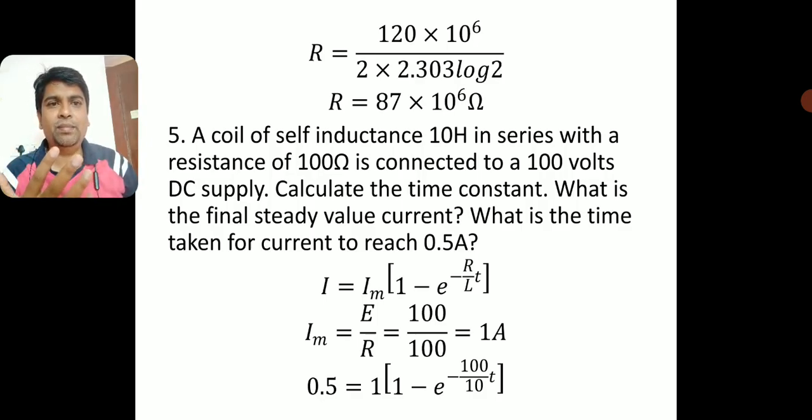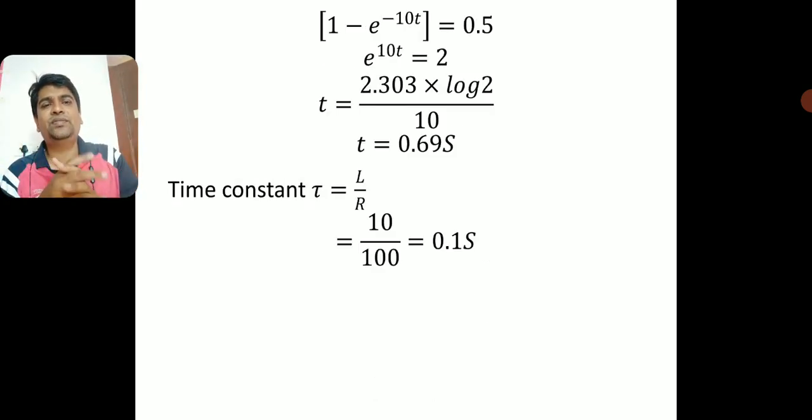Substitute I_m as 1 ampere, current I as 0.5 ampere, R as 100 ohm, and L as 10 Henry. Substitute it, rearrange the formula to get the equation for time t, and you will get t as 0.69 second. After that, you can easily find the time constant in the LR circuit. It is very simple: tau equals L by R. 10 by 100, it's 0.1 second is the time constant in the LR circuit.